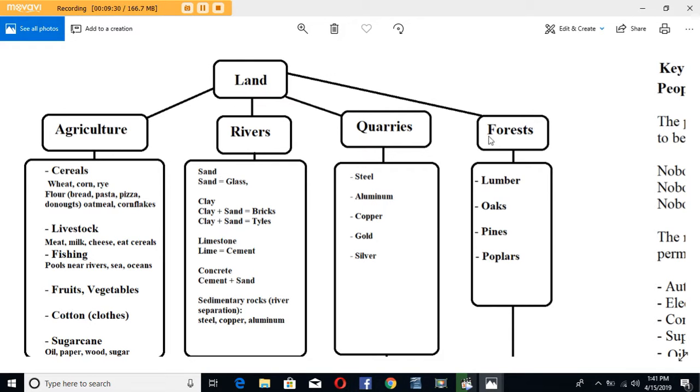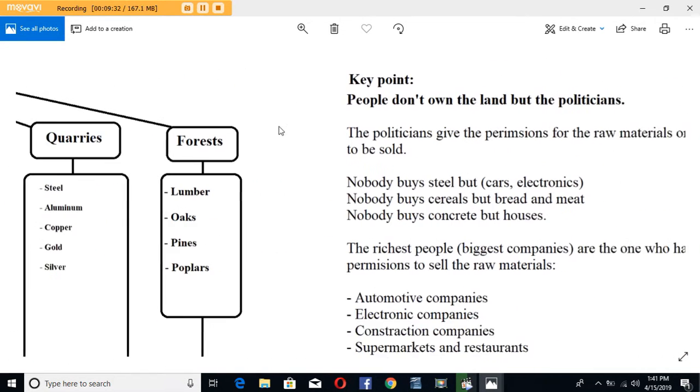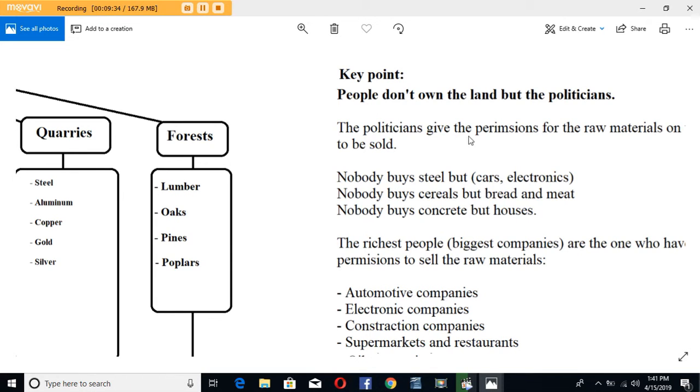People don't own the land, but the politicians do. The politicians give the permission for the raw materials on the land to be sold. Nobody buys steel but cars and appliances. Nobody buys cereals but bread and meat. Nobody buys concrete but houses and apartments.